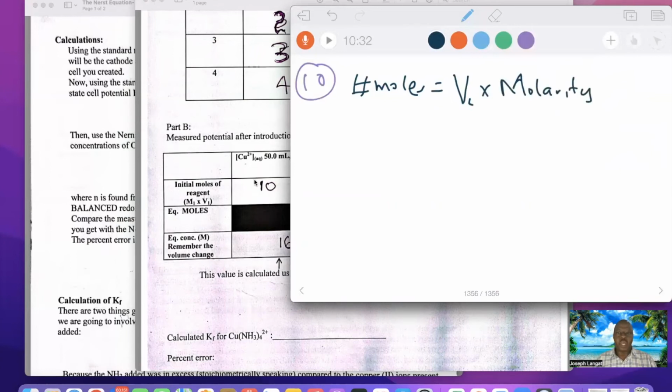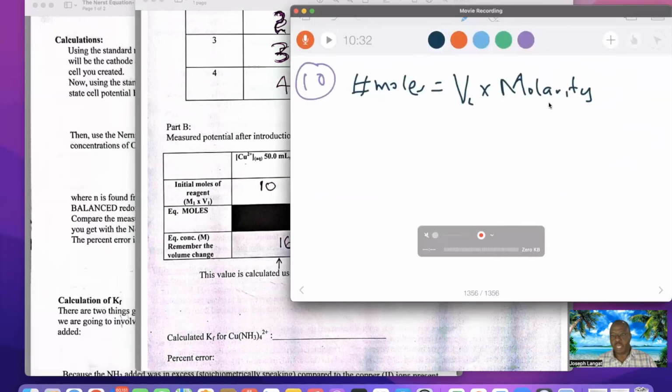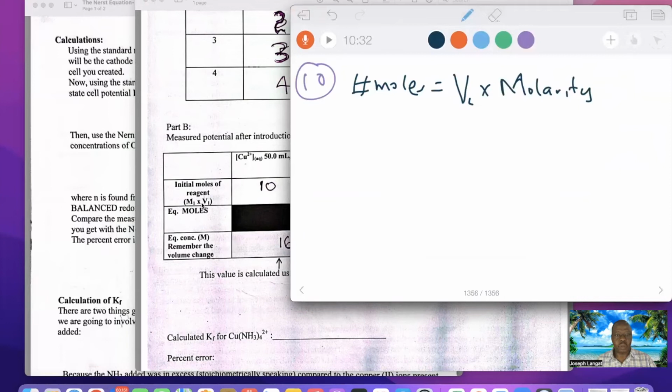How will I know that? How will I do that? You have the volume here and you have the molarity. To get the number of moles, it's just the molarity times the volume, which I do have here. It's not M1 V1. Don't use the dilution law.